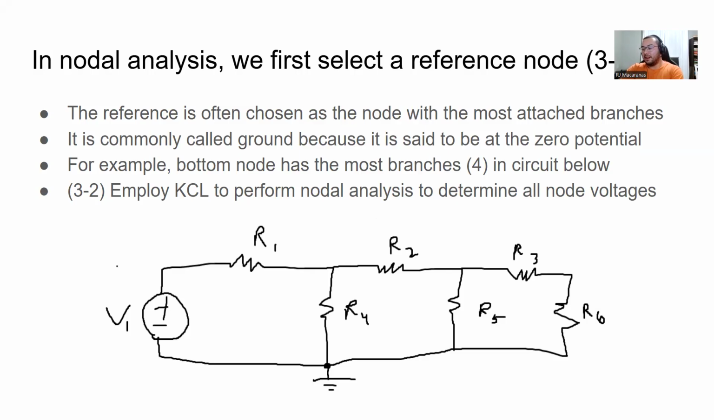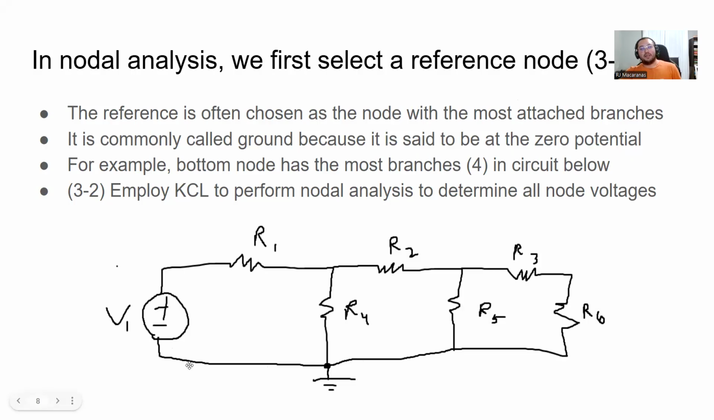Oftentimes, if you have a connection to the physical earth ground, then that's considered a good zero potential. But this isn't just something that exists in nature, right? This is zero potential for the purposes of analysis, and we call it the reference node. We usually choose it to be the node that has the most attached branches. So in this case, I've got this bottom node here.